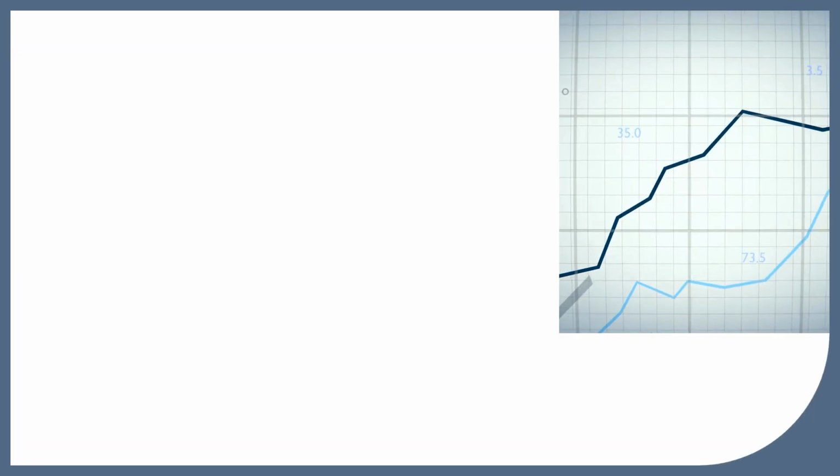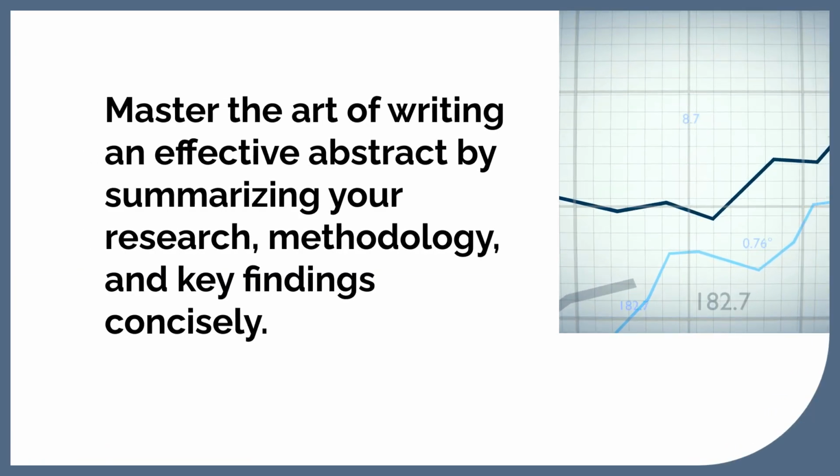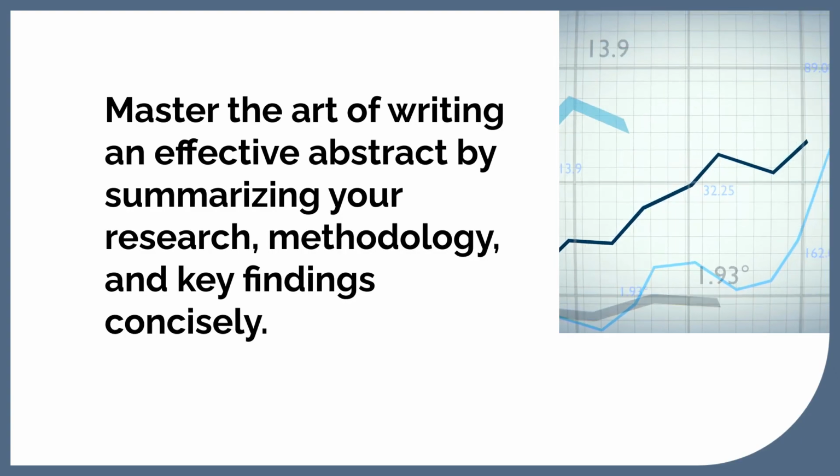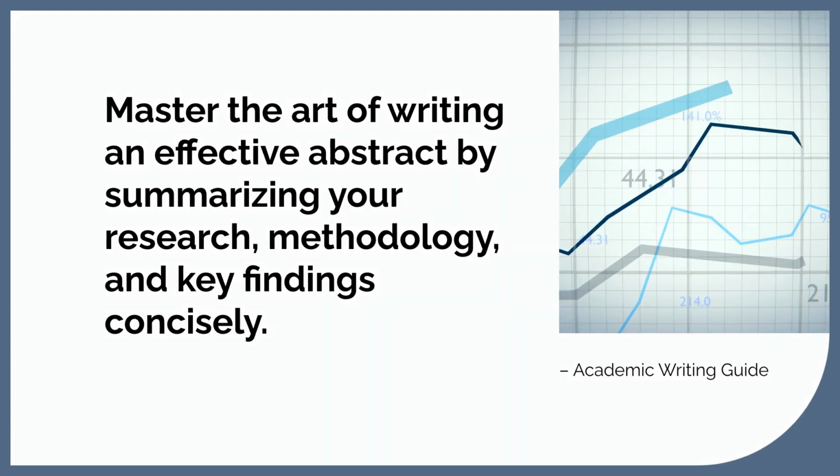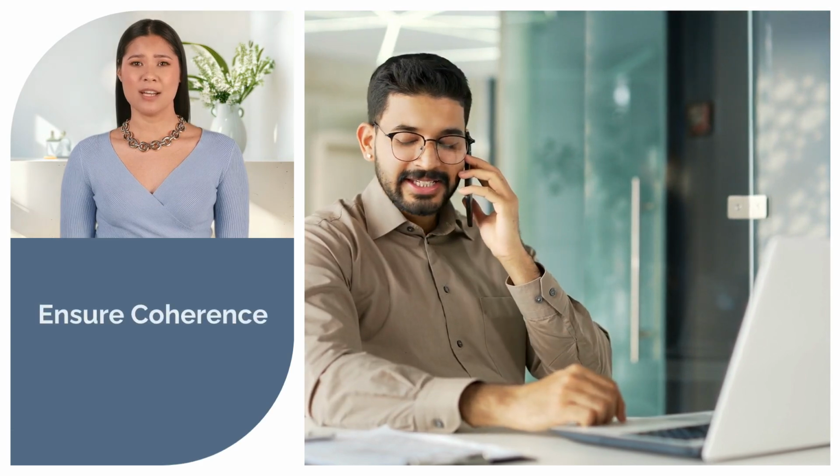Learn to write an effective abstract. Summarize your research methodology, key results, and conclusions concisely. Conduct a final peer review of your entire paper. Make necessary revisions to ensure coherence and accuracy.